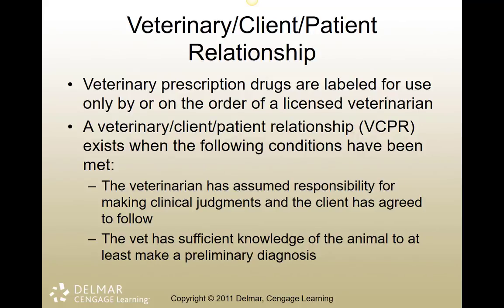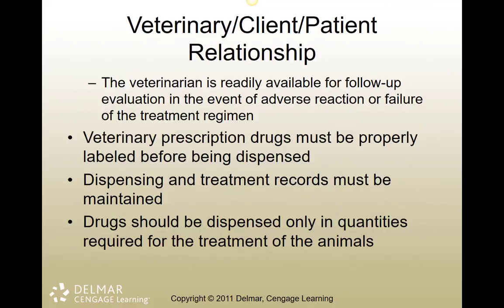So the veterinary client-patient relationship is required for all prescription drugs, and this actually has to exist. The things I just talked about have to be met. The veterinarian has to assume responsibility for making clinical judgments. The client has to agree to follow instructions. There has to be sufficient knowledge of the animal to make a preliminary diagnosis for the drugs. You can do this for individual animals, and when we get to food animals, you can also do herds and flocks. But once again, I have to see it and have knowledge of that to be able to write a prescription. I have to be readily available for follow-up and have some type of plan in place in case there's an adverse reaction or failure of treatment. So if there's an emergency, they can get in touch with me or be referred to another clinic. I have to have all these things in place.